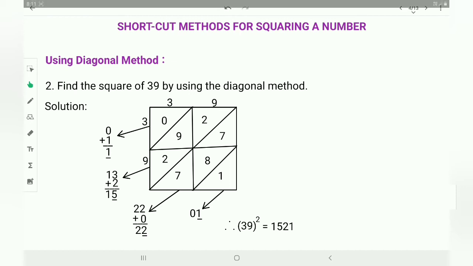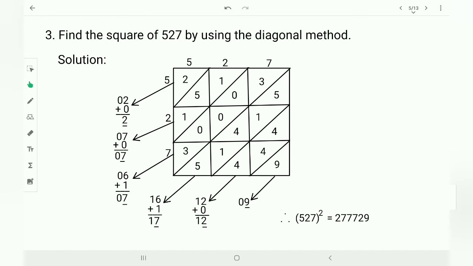Now here I have taken a 3 digits number, 527. Also you have to calculate its square by using the diagonal method. So here it is a 3 digits number, then how many small squares will you draw here? For that you have to use 3 into 3, means a 3 by 3 matrix you have to draw here. Using this 3 by 3 matrix you can calculate the square of a 3 digits number.